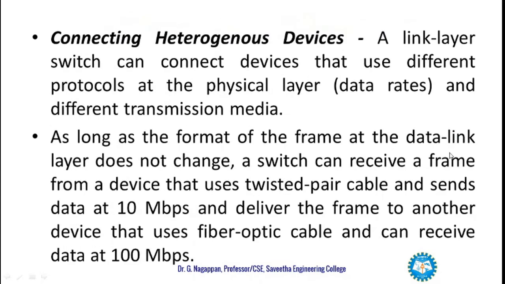Connecting heterogeneous devices: a link layer switch can connect devices that use different protocols at the different layers and different transmission media, as long as the format of the frame at the data link layer does not change. A switch can receive a frame from a device that uses twisted pair cable and sends data at 10 Mbps and deliver the frame to another device that uses fiber optic cable and receives data at 100 Mbps.